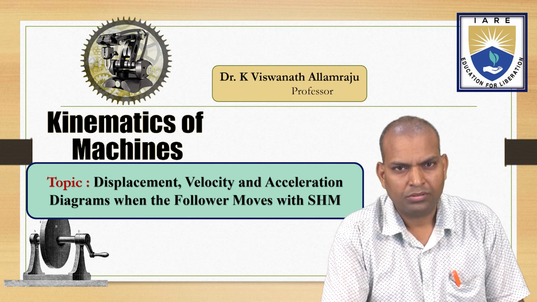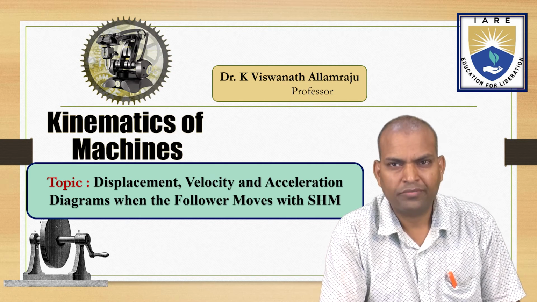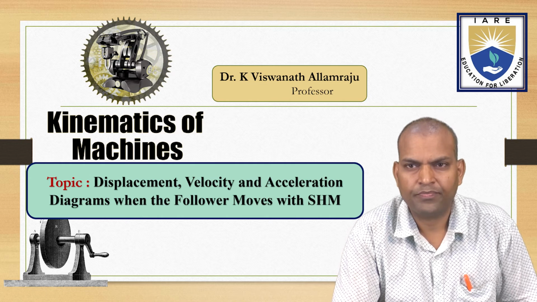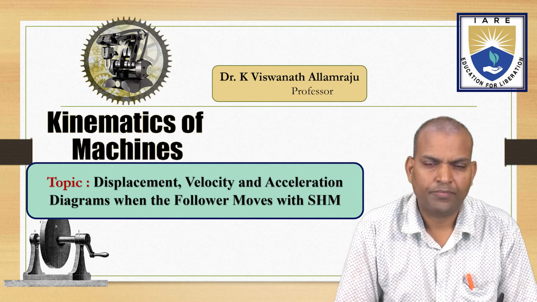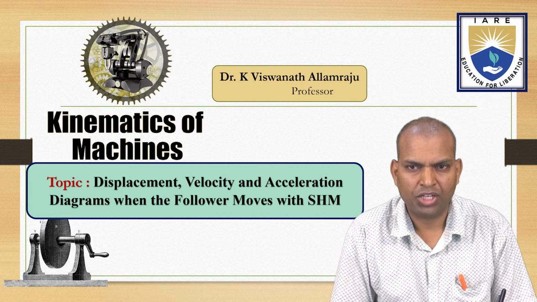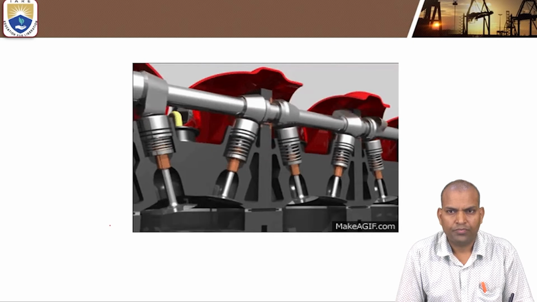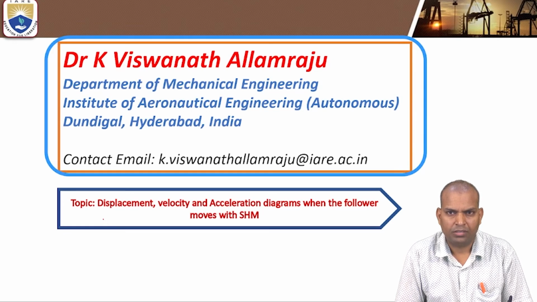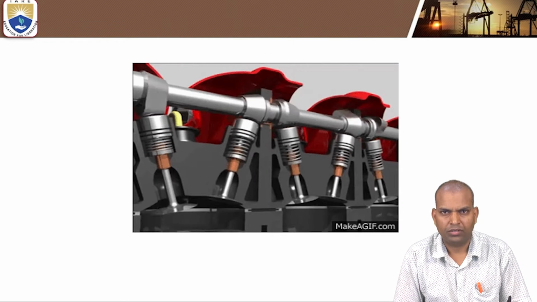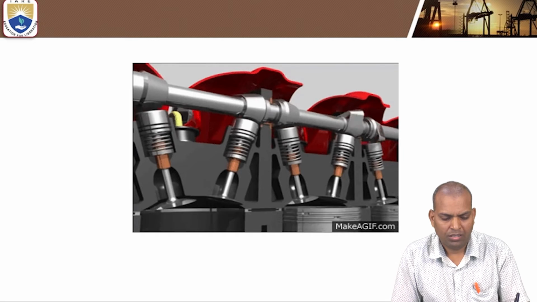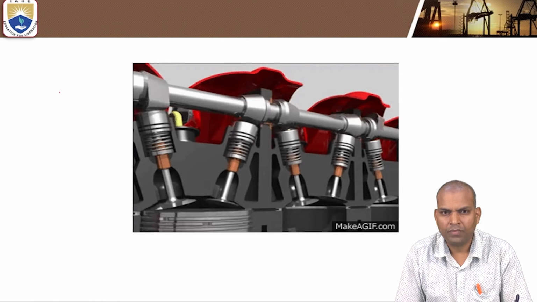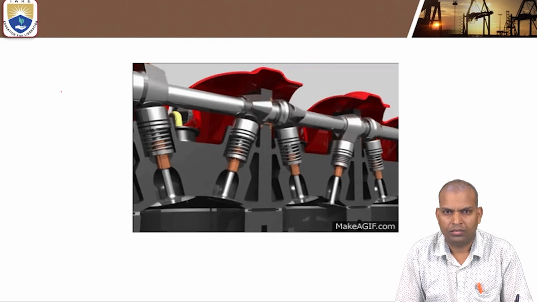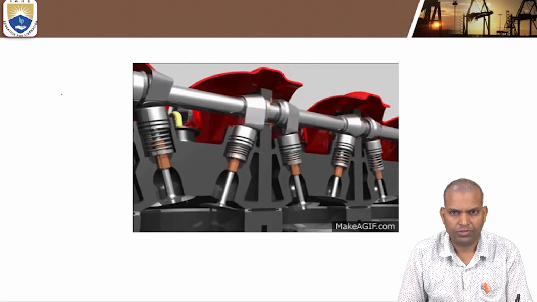Today we are going to learn the displacement, velocity and acceleration diagrams when the follower moves with simple harmonic motion, and its derivation. There are different types of followers we have studied before, and the types of followers are knife edge follower, flat faced follower and roller followers.